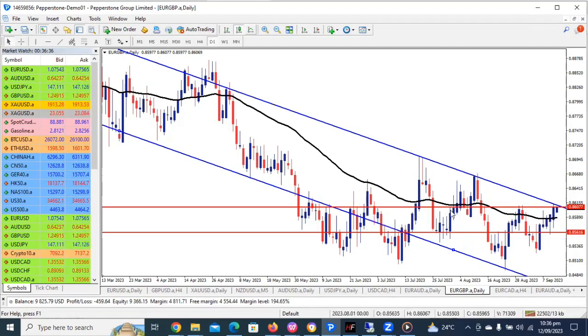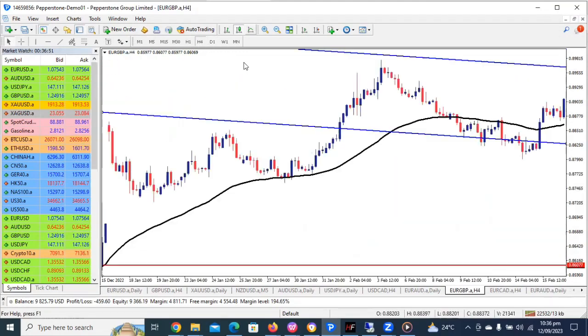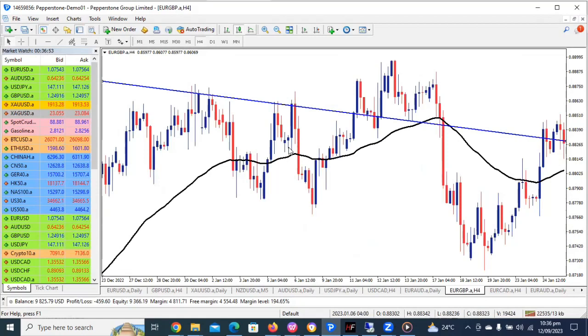Number two, I found a resistance where price is. Number three, I found a double top. So I have a double top here. So I have three strong reasons, market structure. So I go down to a lower time frame, say 4 hours, to begin to find entry.